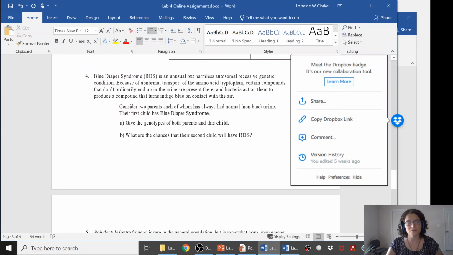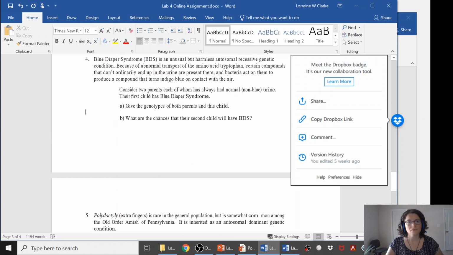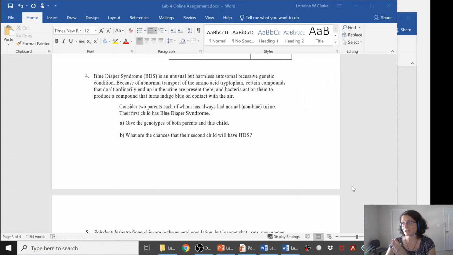I'll do one from here, from your online assignment. So let's talk about this one. Blue diaper syndrome, a weird one, right? It's an unusual but harmless autosomal recessive. That means, autosomal means it doesn't occur on the sex chromosomes, which we'll talk about next week. And it's harmless, but what it means is that it has abnormal transport of this amino acid. Certain compounds are present, and basically the baby pees blue. It's weird, but absolutely not harmful.